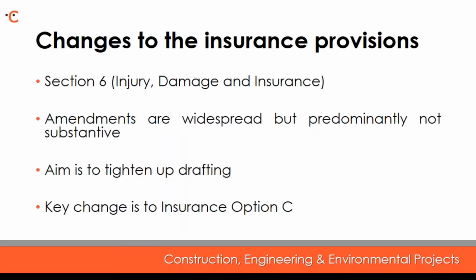But moving swiftly on, the changes that we've seen to the insurance provisions are obviously contained within Section 6 of the contract concerning injury, damage and insurance. They are widespread, but as I've said there in the slide, they're predominantly not substantive. The overall aim is to just tighten up the drafting a little bit, but also to ensure that the provision is consistent with the revised definitions in the contract. There is, however, one key change that we want to bring to your attention, and that is in insurance option C.